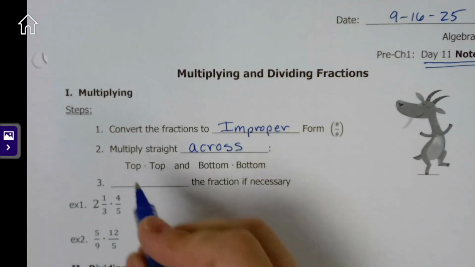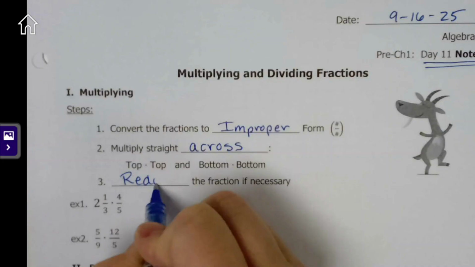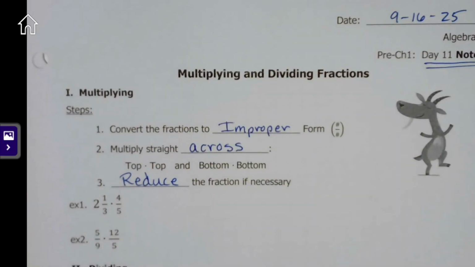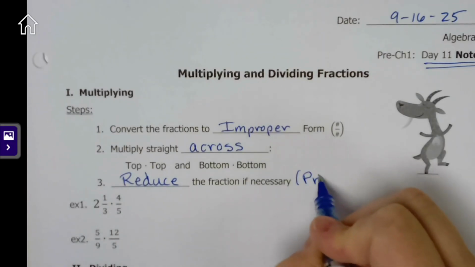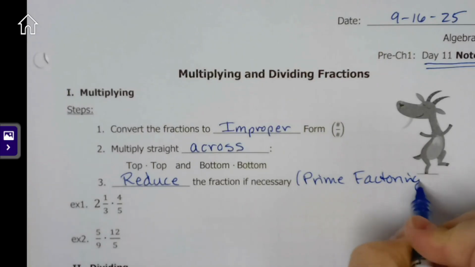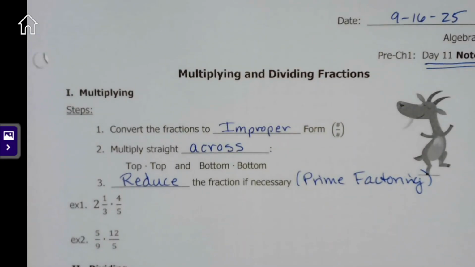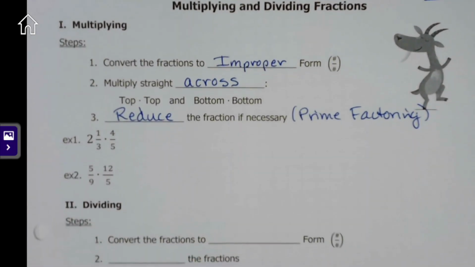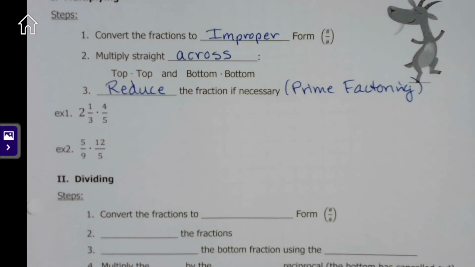When you're done, reduce the fraction if necessary. And we've been learning to reduce by prime factoring, which is a really effective method. All right, let's go to an example.